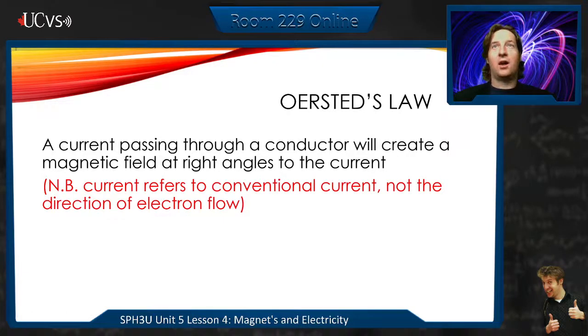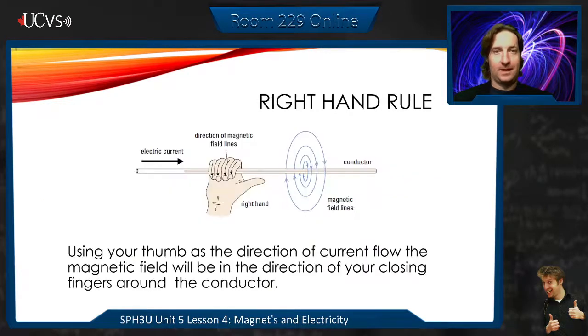So, Oersted's law states a current passing through a conductor will create a magnetic field at right angles to the current. Now, just keep in mind that when we're using the right-hand rule, we're using our thumb as our current direction, that's the conventional current. This is part of the reason why we never changed conventional current, because it makes a lot more sense for the rest of our conventions. Like here for Oersted's law, for the right-hand rule. As our thumb points in the direction of I, the current, and our fingers go around it. That's our right-hand rule.